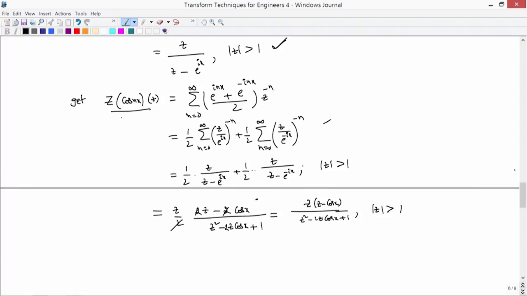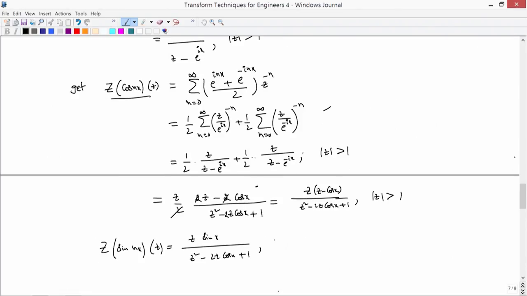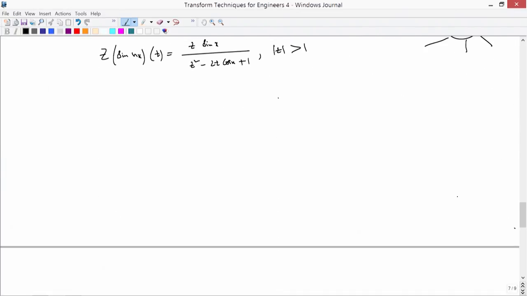In the same way, by writing e power i n x minus e power minus i n x divided by 2i, you can get the z transform of sin n x as a function of z. You can take it as an exercise: it is z sin x by z square minus 2 z cos x plus 1. This is also valid outside the unit circle. So this is one example, and we will have one more.